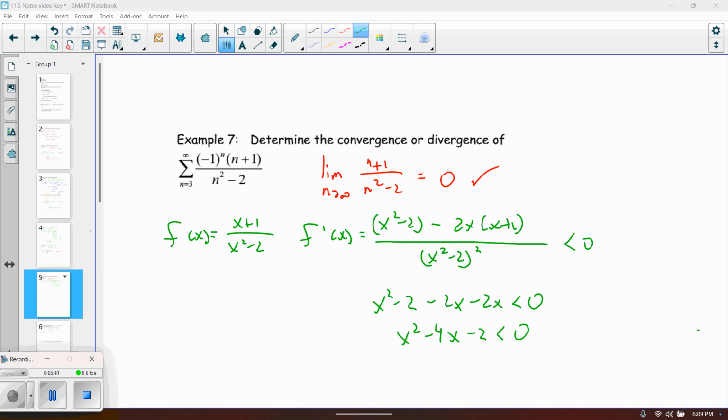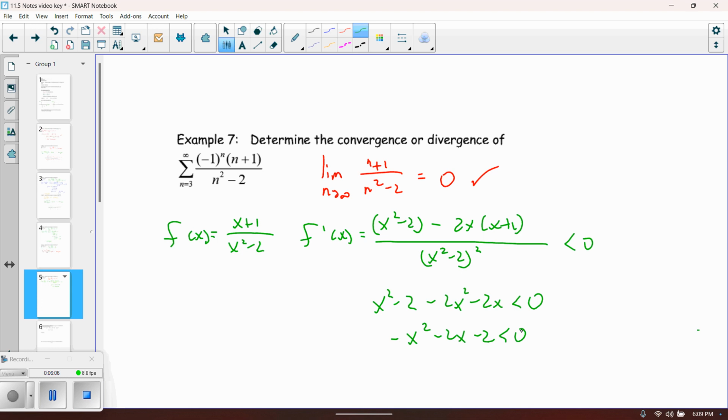Okay, whoops, that is not correct. What I missed? Oh, yeah. That should have a squared on it. So the line right above this, let's erase that one, should have been x squared minus 2 minus 2x squared minus 2. So what we get is, let's see here, negative x squared, combining terms, minus 2x minus 2 is less than 0.